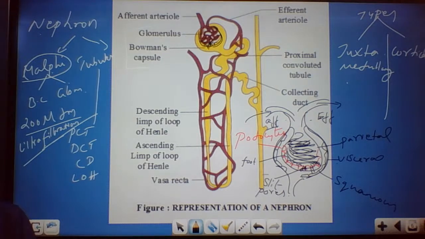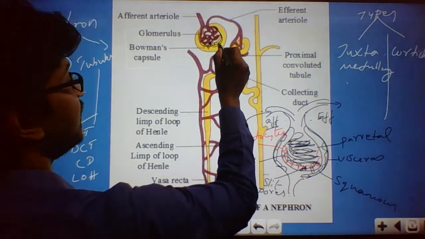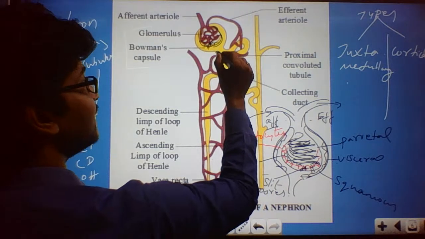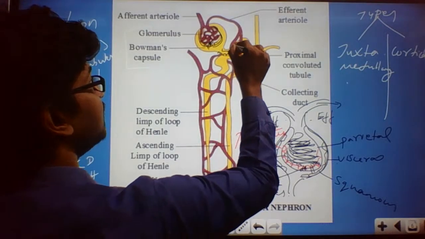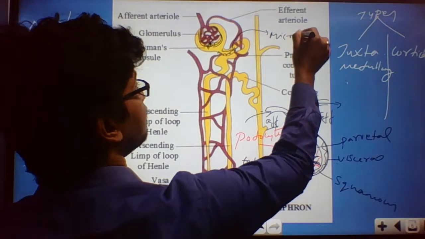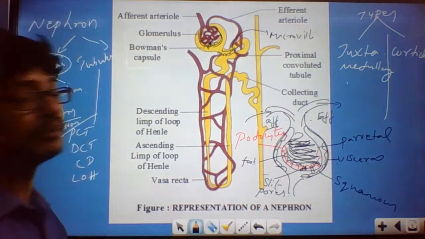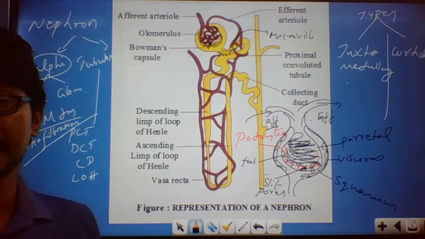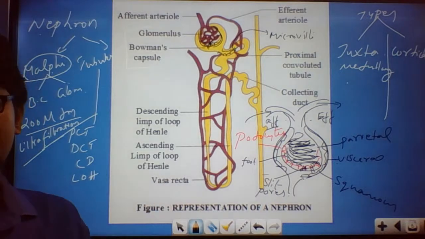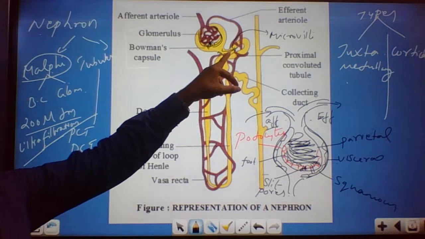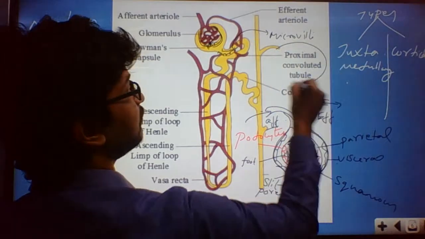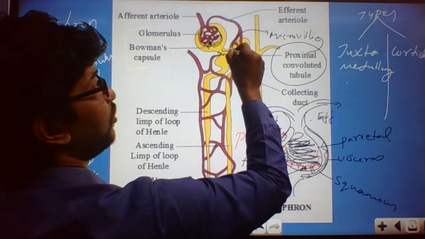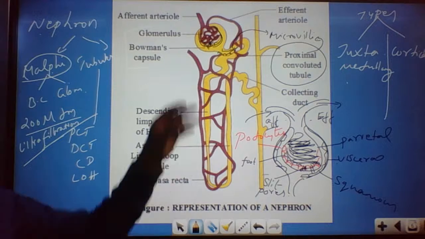What is the main function of the proximal convoluted tubule? The proximal convoluted tubule consists of a special type of cells, the brush border cells, which have microvilli. These special brush border cells play a special role in effective filtration and also absorption. So the proximal convoluted tubule has a special type of cells, the brush border cells, which we call microvilli.